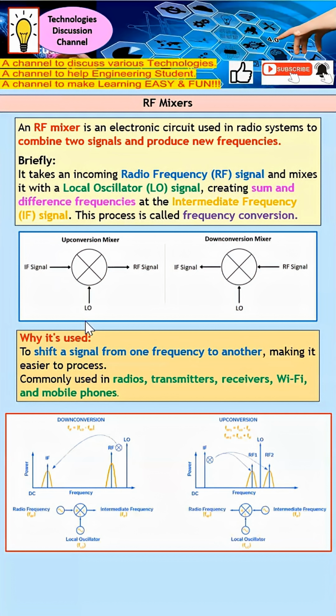Why is this used? As I mentioned earlier, the key objective of an RF mixer is to shift the signal from one frequency to another. The shape and the size of the signal remain unchanged. So why? Okay, imagine this.